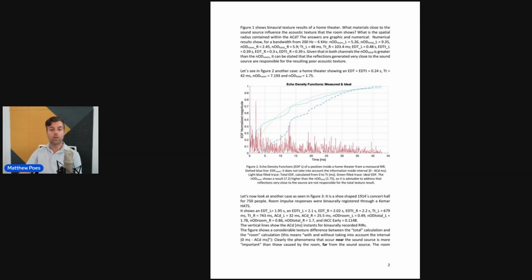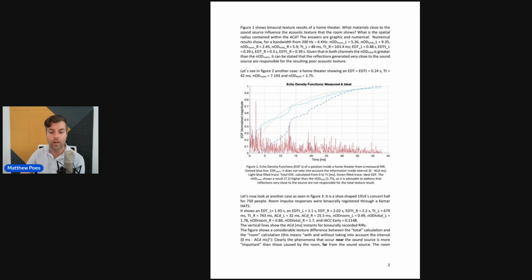So he shows values of rooms where, for instance, the normalized ordinal distance of the room is 7, but the total is 1.75. He says this from figure 2. And so if we go down and we look at the description of figure 2, he says echo density function of a position inside of a home theater from a monaural room impulse response, because you can do binaural too. And he shows the different lines.